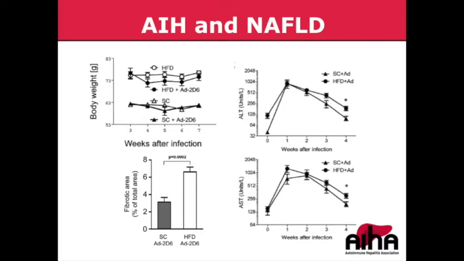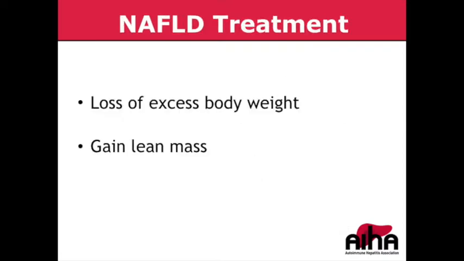Do I have a pointer? These two charts show that the ALT and AST in the high-fat diet mice were higher. And then this graph right here shows that those mice, the high-fat diet mice, also had an increase in scarring of the liver. And I think a lot of people did the fibrosis scans today, so something similar.